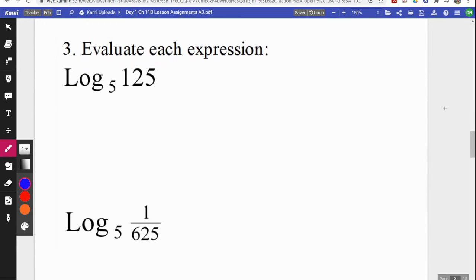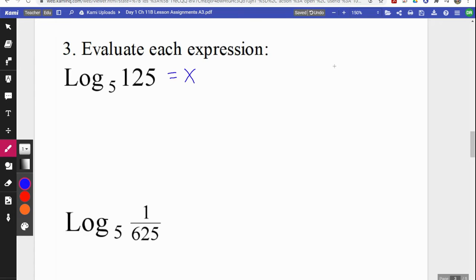Evaluate each expression. So I'm going to take a little tangent here just for a second. This expression, it looks like it's missing something. It's missing the thing we don't know. And this may look a little weird, like, wait a minute, why do we have to add an equals x here? Okay, that's a good point.